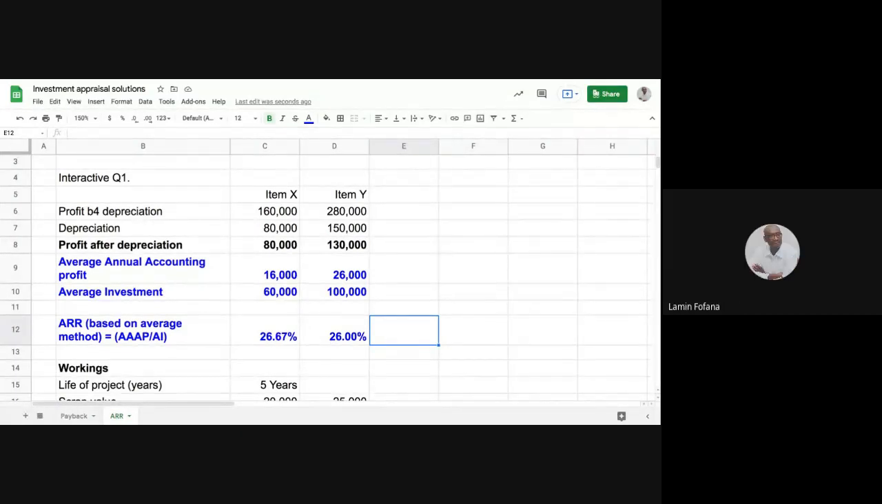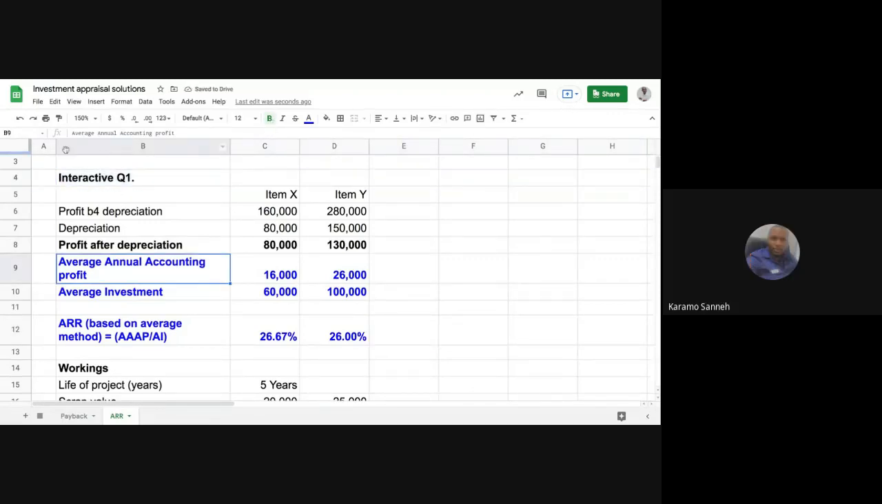Okay, so now what will be our conclusion? Our target ARR as given in this question is 25%, but we have 26.67% for X and 26% for Y. And mind you, these two projects are mutually exclusive. So what do we do?